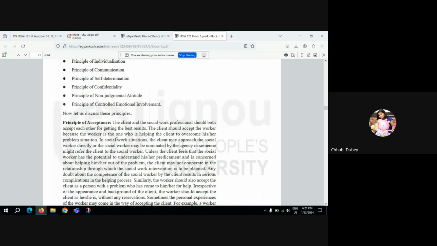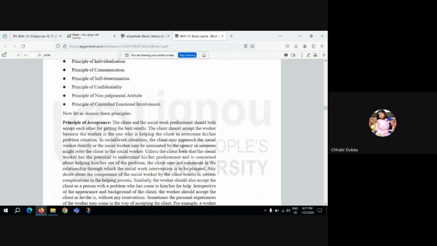Now, first is the principle of acceptance. Now, what is the principle of acceptance? The principle of acceptance means that the professional social worker as well as the client should both accept each other for getting the best possible results.